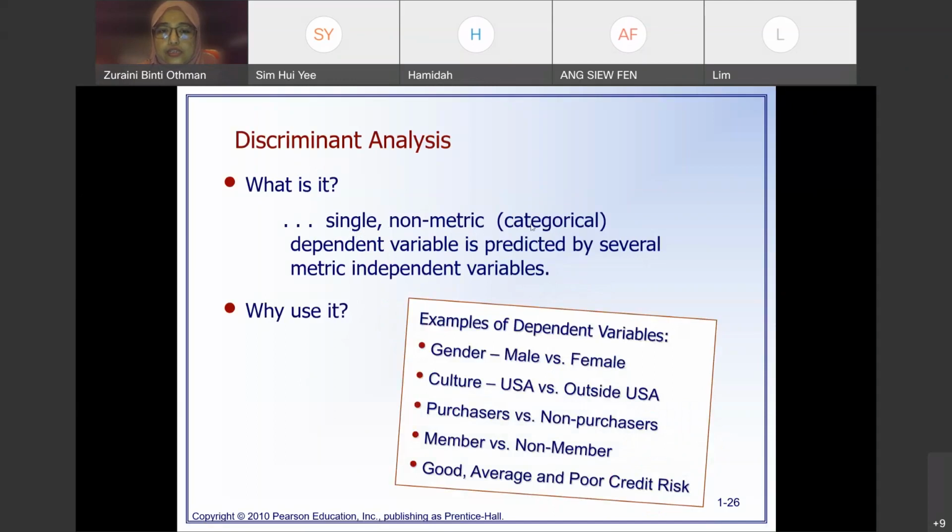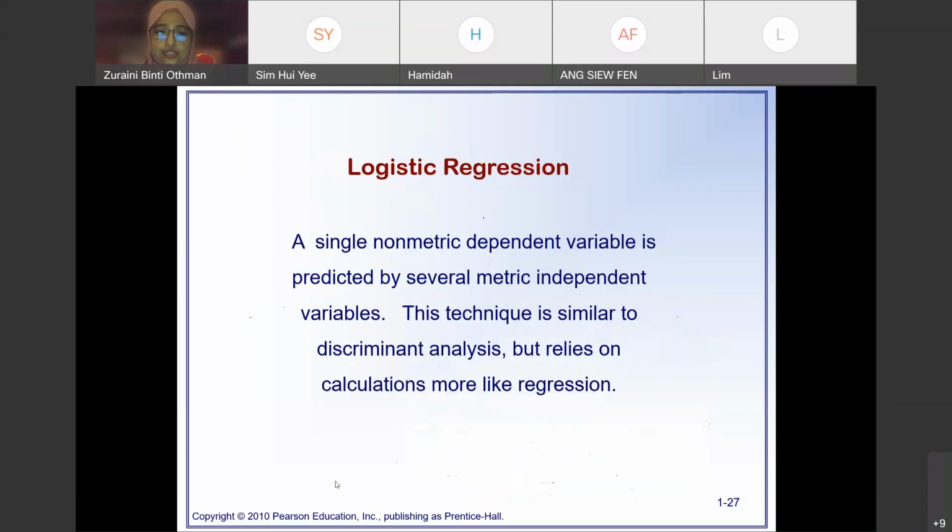Then for discriminant analysis, this is the definition: a single non-metric categorical dependent variable is predicted by several metric independent variables. We use discriminant analysis for gender, for example male versus female, culture such as USA versus outside USA, purchasers versus non-purchasers, member versus non-member, which are categorical, right? Also good, average, and poor credit risk. For this kind of analysis we use discriminant analysis, and this is logistic regression.